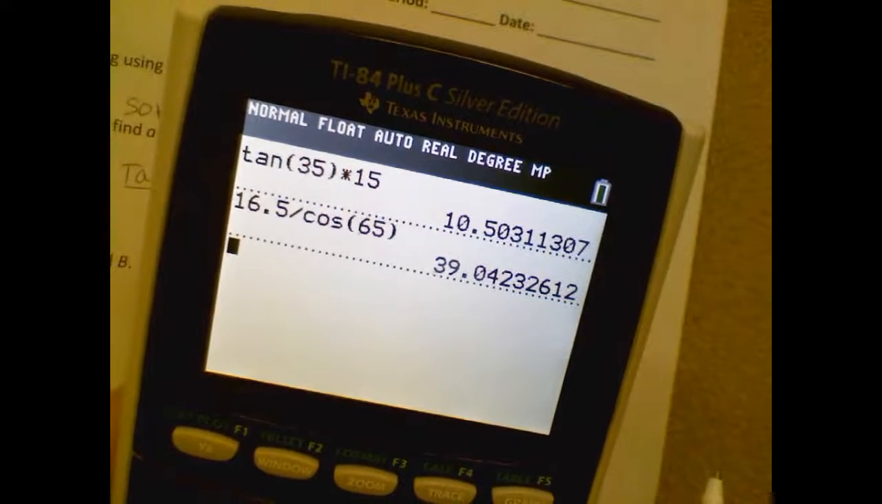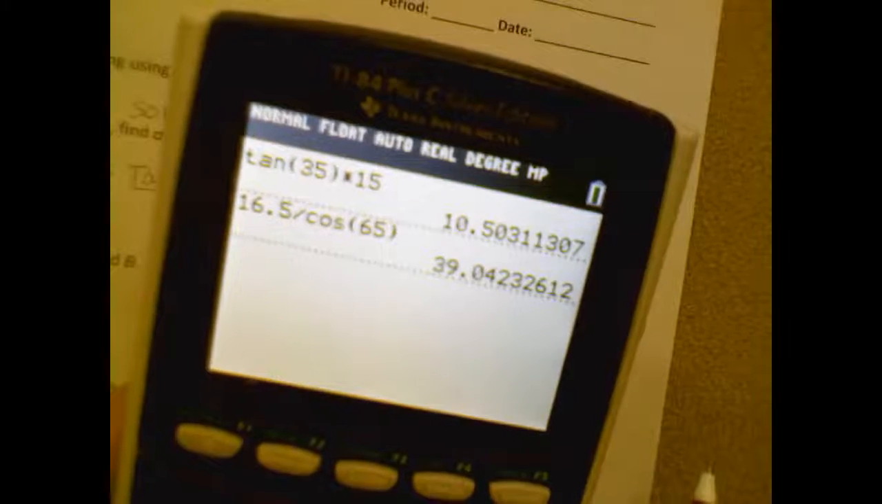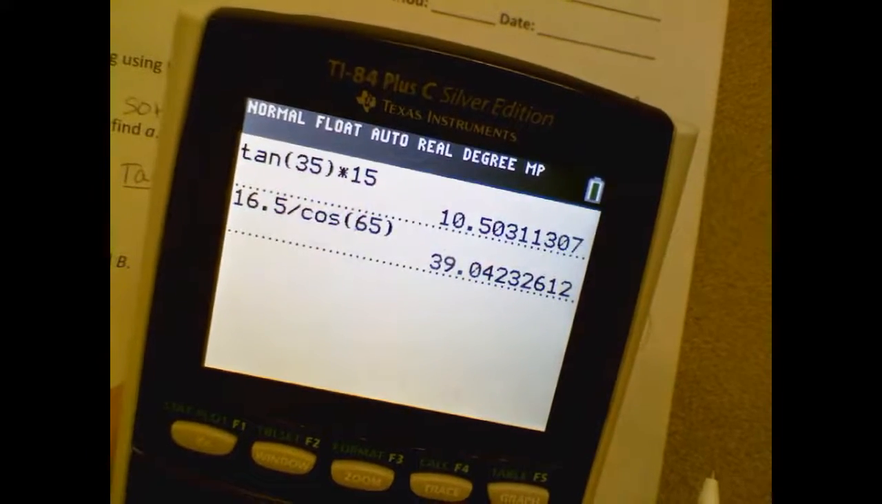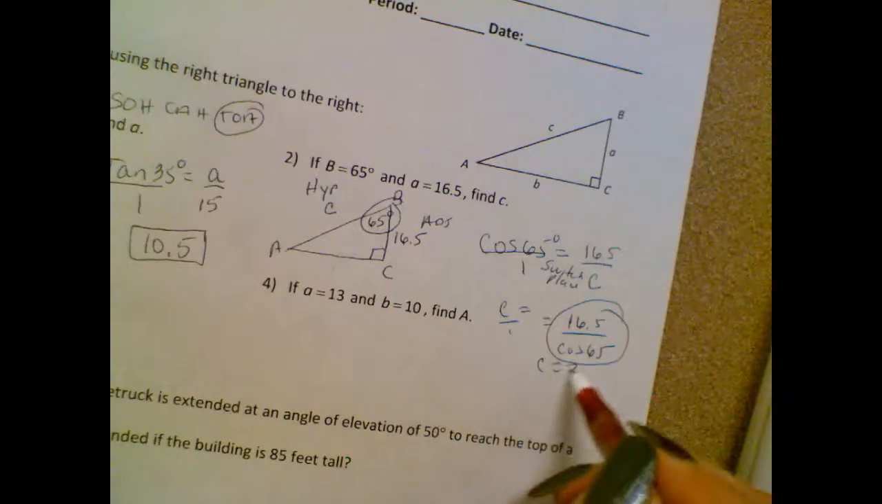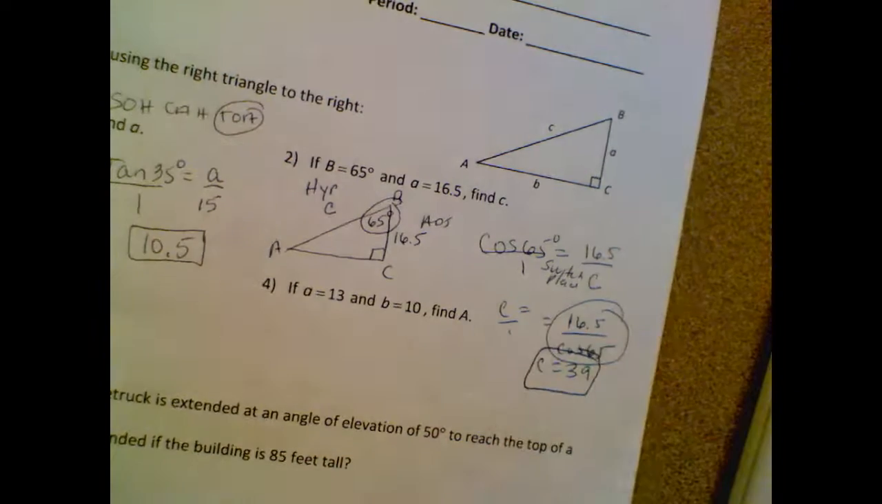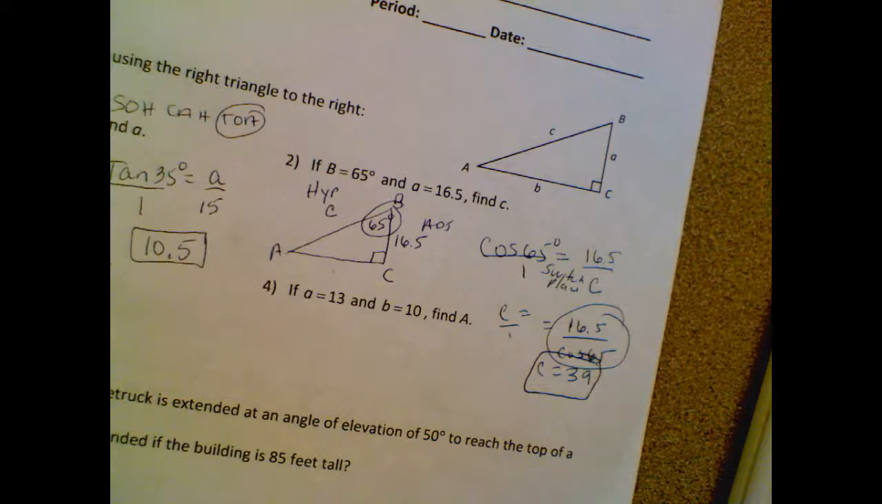Can I round that? What should it be? 39.0 or 39.1? 39.0. So this is going to be 39. Side C is 39. What do you guys think so far?